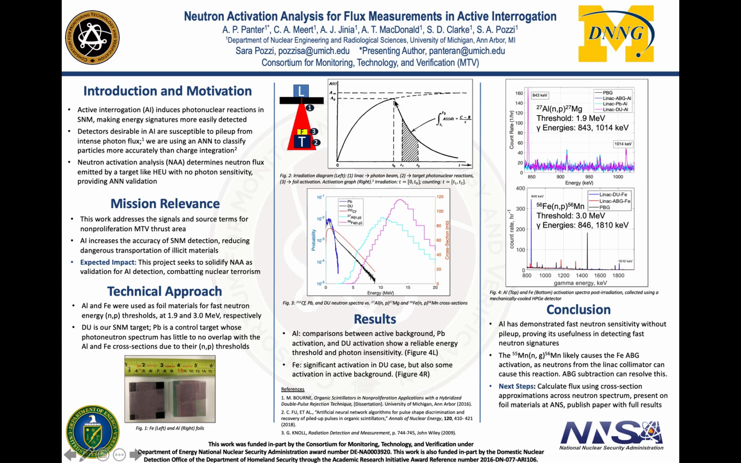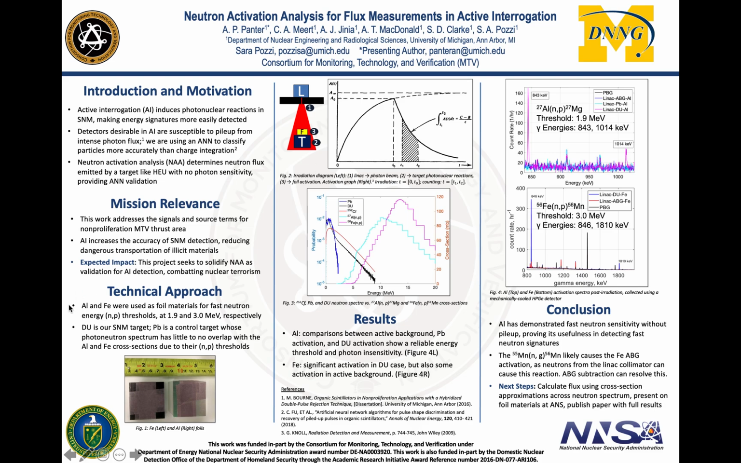At T0, irradiation stops and we move our foil from T0 to T1 from the target to our high purity germanium detector, and then from T1 to T2, the detector counts the gammas emitted as our foil nuclei decay.